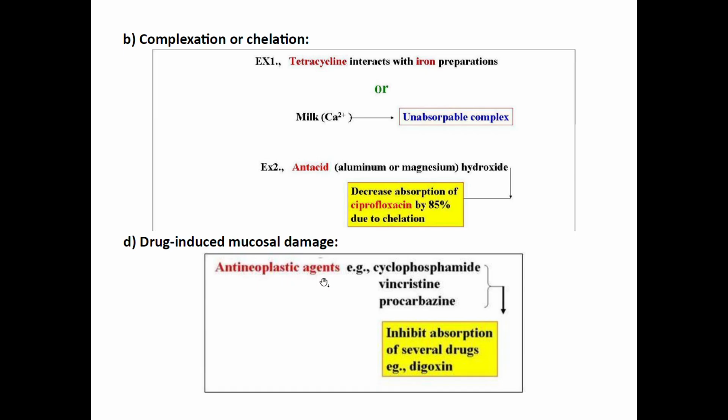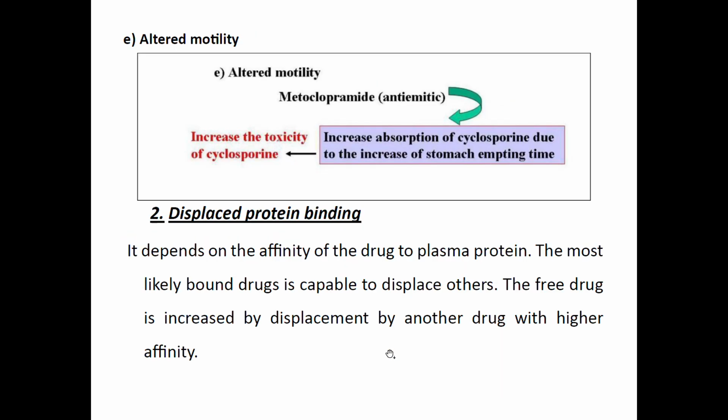Then drug-induced mucosal damage. Some drugs like cyclophosphamide, vincristine, or procarbazine. Okay, these are actually the side effects of anti-neoplastic agents or anti-cancer drugs. They can induce mucosal damage, and this mucosal damage will ultimately inhibit the absorption of several drugs like digoxin.